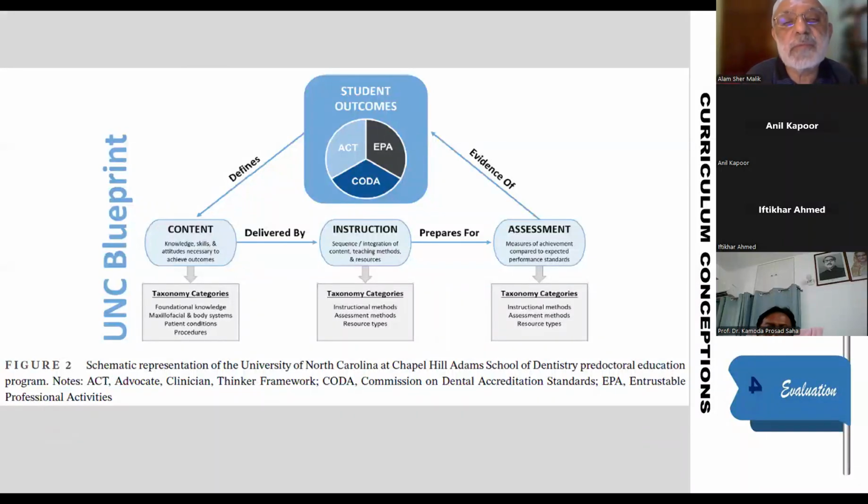This is also an example. Remember, we were talking about the dental students and the ACT framework, which was the advocate, clinician, and thinker framework. CODA here is the Commission on Dental Accreditation Standards, and EPA is Entrustable Professional Activities. Based on this, they identified the content, and the content was knowledge, skills, and attitudes necessary to achieve outcomes. So this is another example for dental students of how the process was carried out.